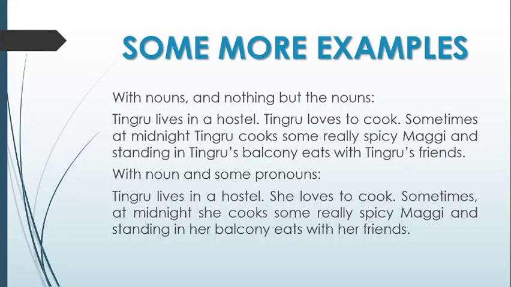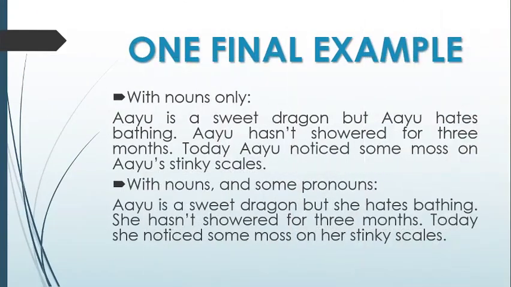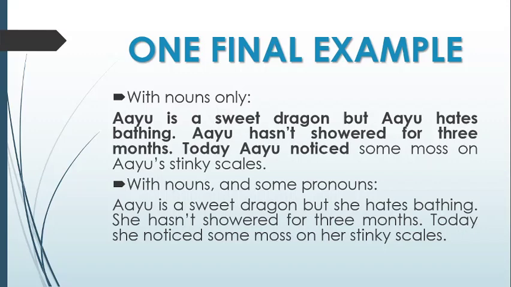She may even get some more Maggie to celebrate her relief. Now let's look at some more examples. One more, again with nouns. Ayu is a sweet dragon, but Ayu hasn't showered for 3 months. Today, Ayu noticed some moss on Ayu's stinky scales.